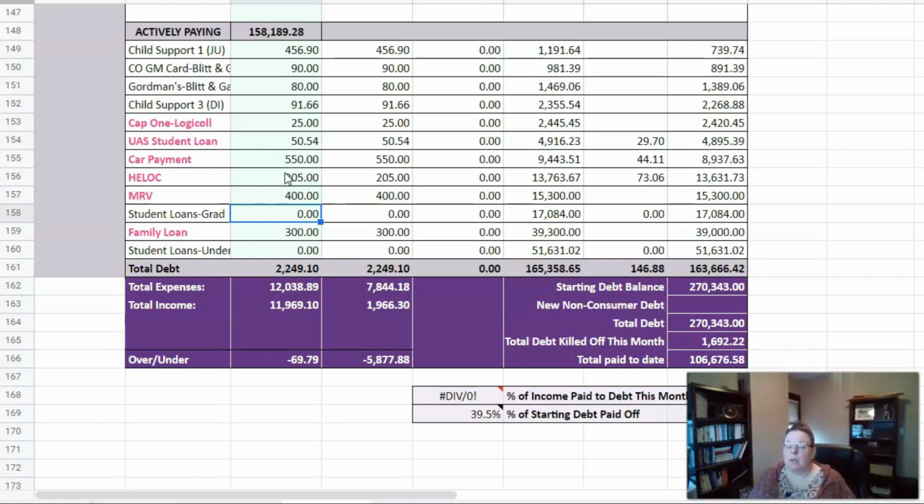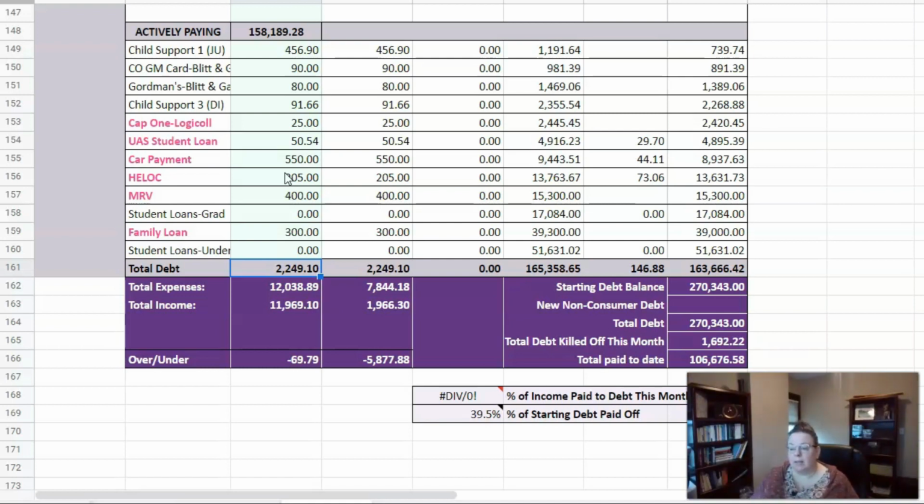So student loans, these are Matt's graduate student loans. We don't have to pay on them right now because they're federal loans, and also he's in school. And then our family loan, we pay $300 a month on that. And then Matt's got his undergrad student loans. Again, they're federal student loans, so we don't have to pay on those right now, and they're not accruing any interest. So that brings our total debt to $2,249 for our payments next month.